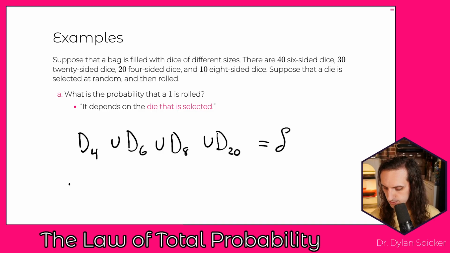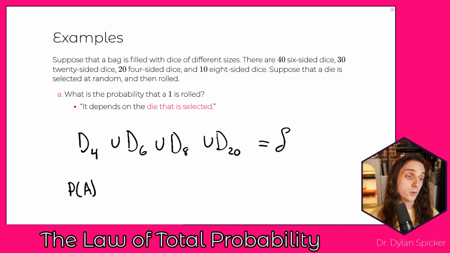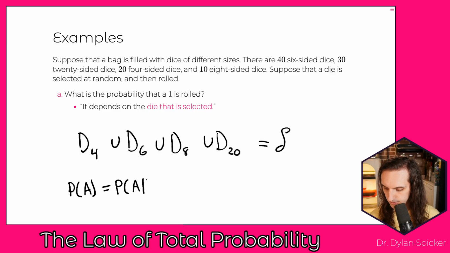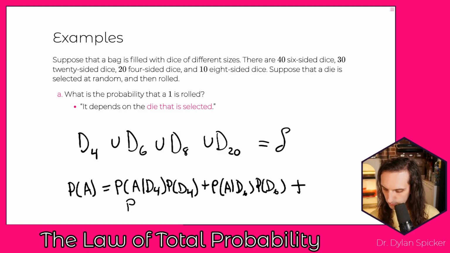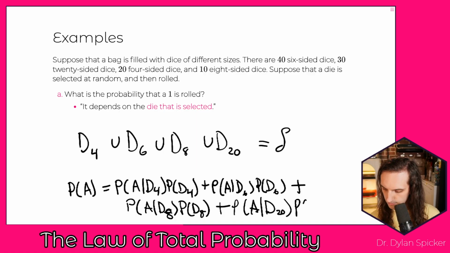And so then what we can say is, the probability that we roll a 1, which I'll just call A here, is going to be the probability that we roll a 1, given we selected the 4-sided die, times the probability that we selected the 4-sided die, plus the probability that we roll a 1, given we selected the 6-sided die, times the probability we selected the 6-sided die, plus the probability that we roll a 1, given we selected the 8-sided die, times the probability we selected the 8-sided die, plus the probability that we roll a 1, given we selected the 20-sided die, times the probability that you select the 20-sided die.